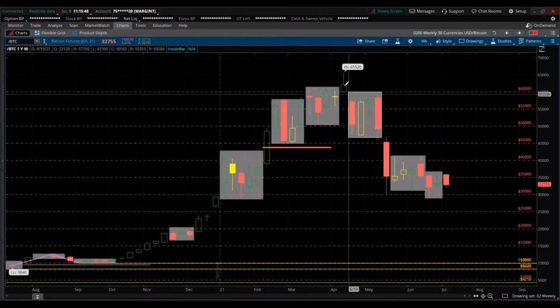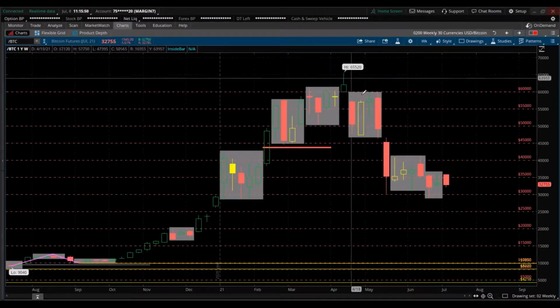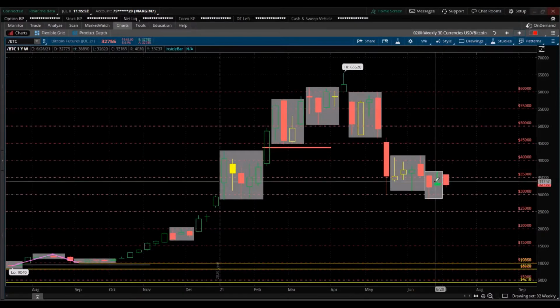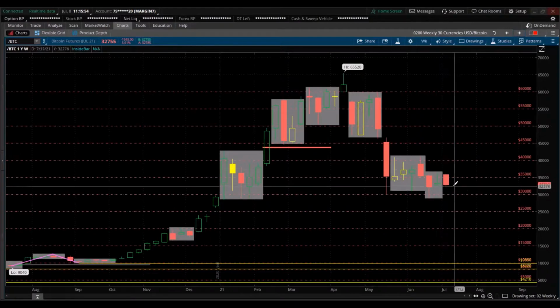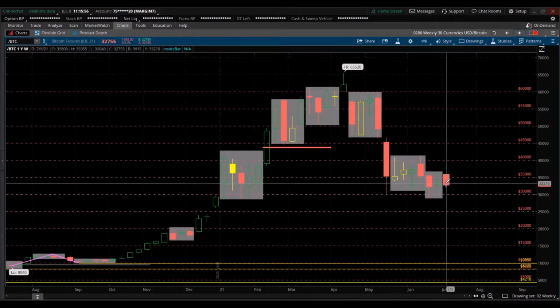Cryptocurrency, Bitcoin, way off its highs for the year, declining. Near record low for the year. It's not looking good.